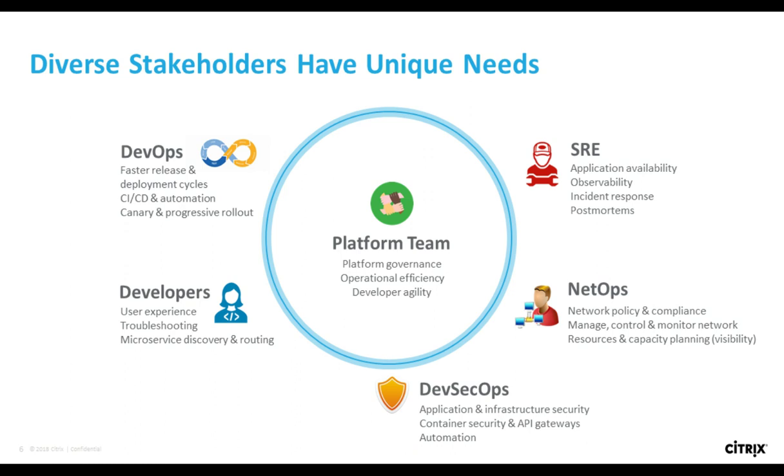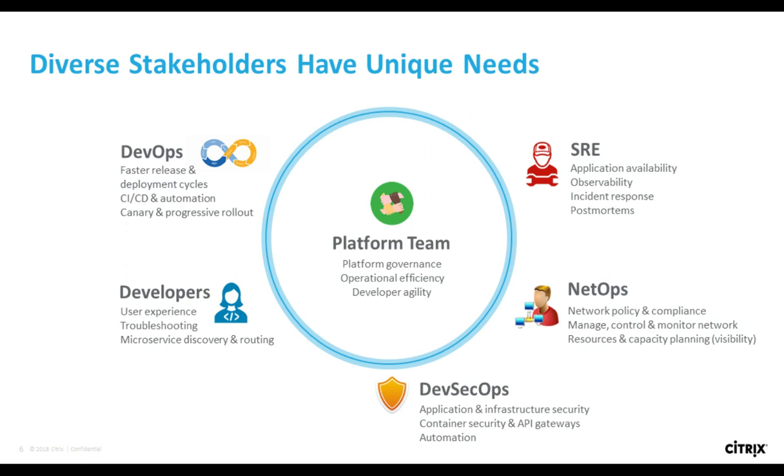DevOps really care about the faster release and deployment cycles. They're looking to really embrace continuous integration, continuous delivery, and bring more and more automation, deploy advanced techniques like canary and progressive rollout. Developers are looking from this architecture as delivering a great user experience and how fast these microservices are discovered and traffic is routed effectively to that.